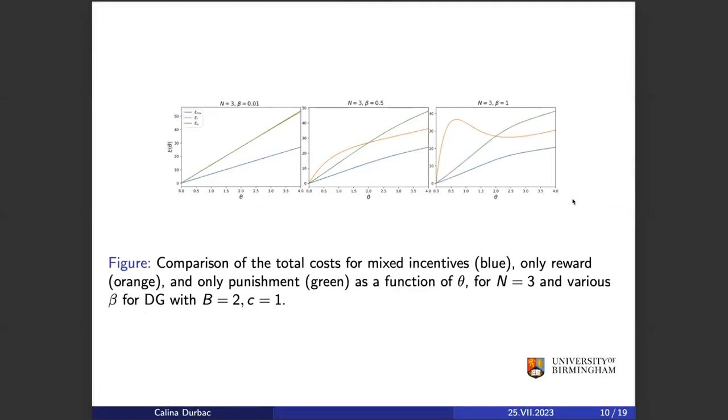We've also run simulations. So here you can see our mixed cost function and our cost per capita. And we've compared the cost for mixed incentives in blue with only reward in orange and only punishment in green. This is for the donation game with various strengths of selection and with the benefit of 2 and the cost of 1, which is kind of standard when describing the donation game. And as you can see, it is always cheaper to use the mixed incentive approach. The picture looks similar for the public goods game, so I didn't include it in here.